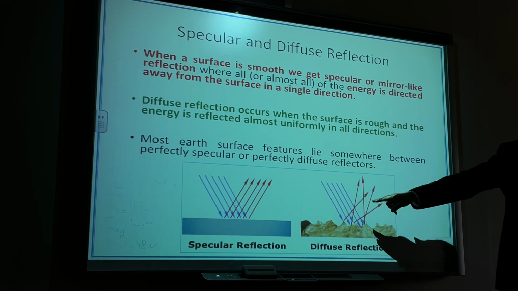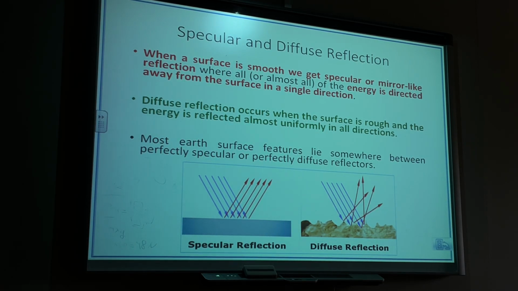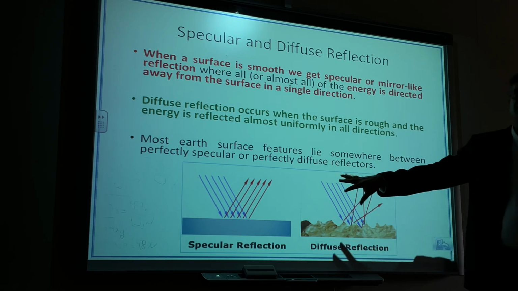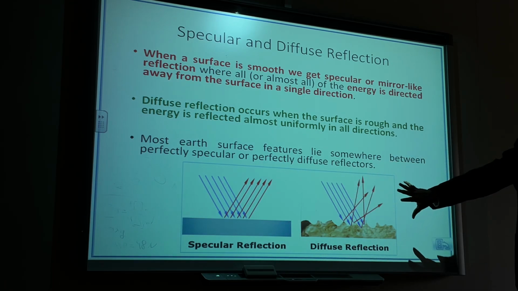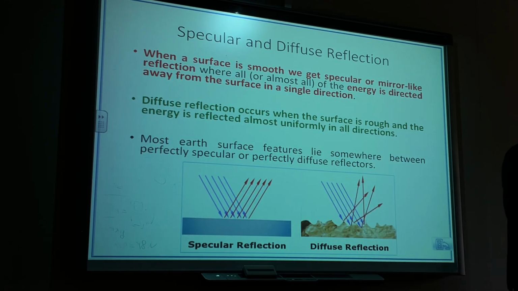And the reflected radiations are reflected, but not all in the same direction. They are in different directions. But of course, they are reflected back, and they can be recorded by the sensors. Now, the reflection from different objects on the Earth's surface is normally a combination of diffuse and specular. Most Earth's features lie somewhere between perfectly specular and perfectly diffuse. Diffuse reflection will be from irregular, uneven surfaces, and specular reflection will be from even surfaces.